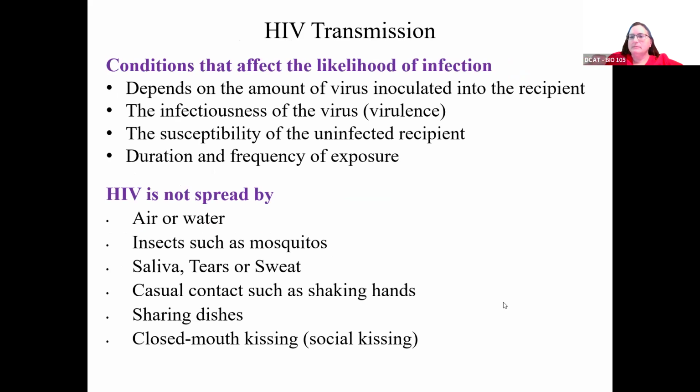Open mouth, deep open mouth kissing, okay, with someone who either has an open cut, bleeding gums, or ulcers in their mouth and they have HIV. If those two people have that and they're doing open mouth kissing, it can be transferred that way. Okay. But both people have to have openings to be able to transfer it. Okay.